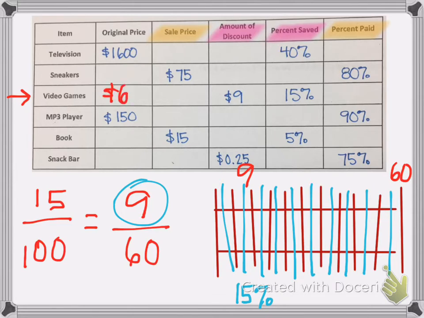That's going to go right here. So if the original price is 60 and I don't pay 9, that means that I do pay 51. All right, so that goes there. And then if I'm not paying 15%, I am paying 85%. All right, so that's the video games.